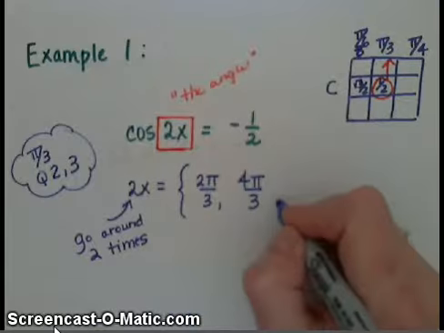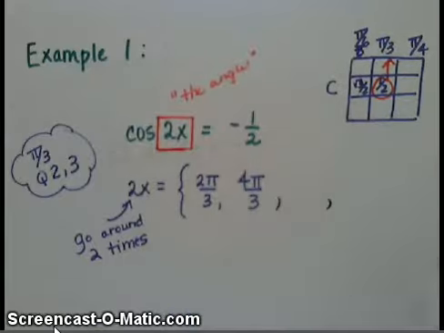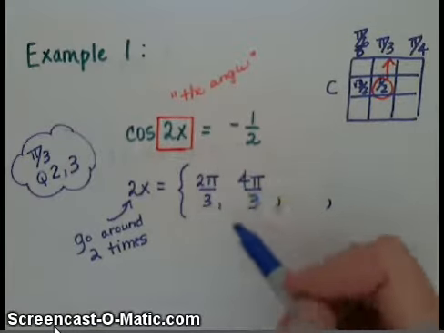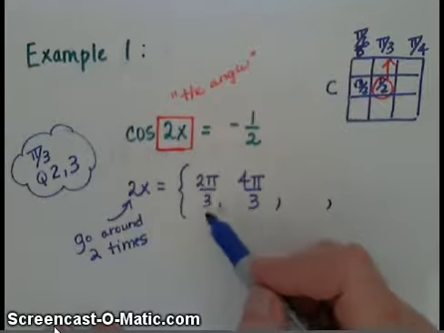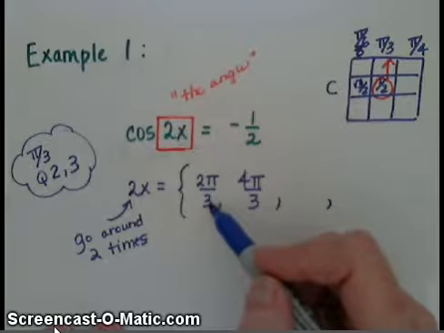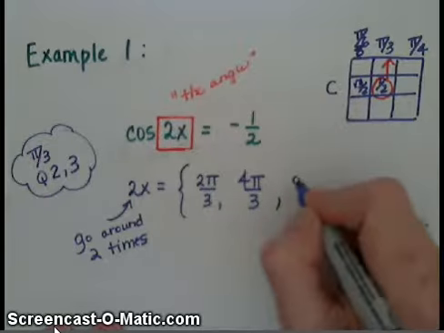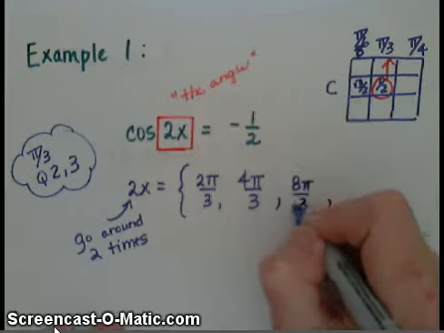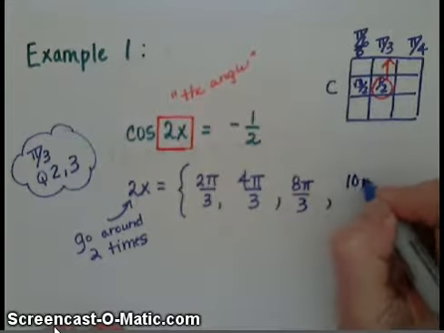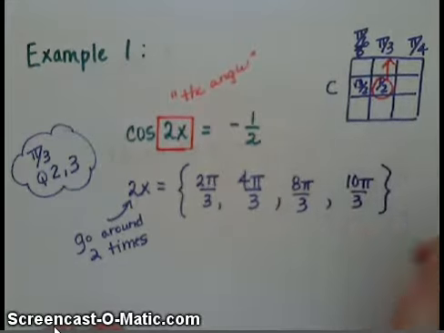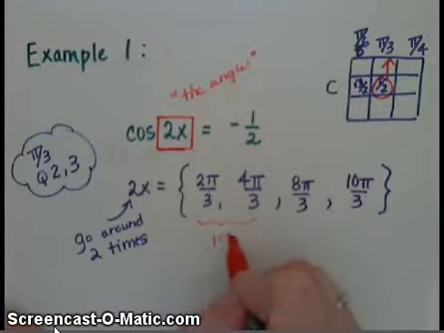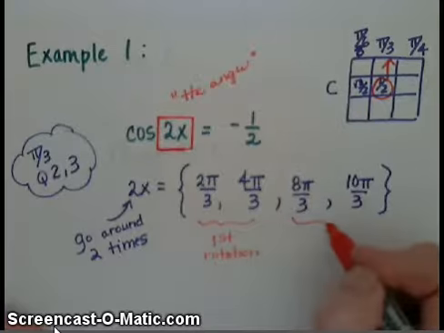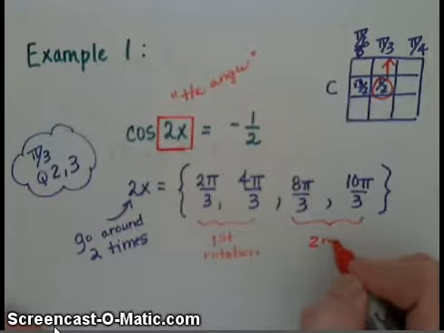So I have to do 2 more angles. In other words, I want to go around again, and you can do it 2 ways. You can add 2 pi to it, or you can just double the bottom, which is 3, so you get 6, and add 6 to the top, which would be 8 pi over 3, and add 6, which would be 10 pi over 3. So this right here is the first time around, first rotation, if you will. And this right here is the second rotation.